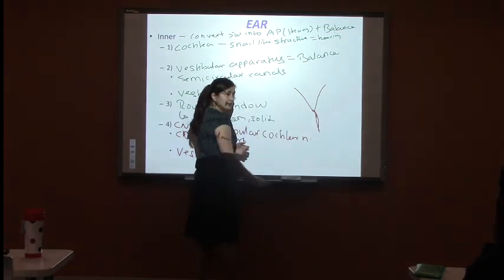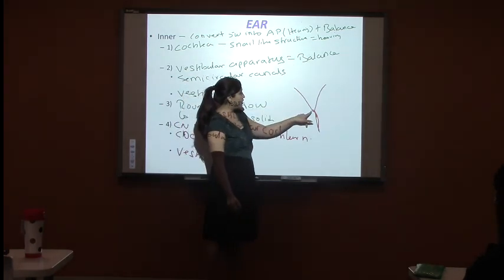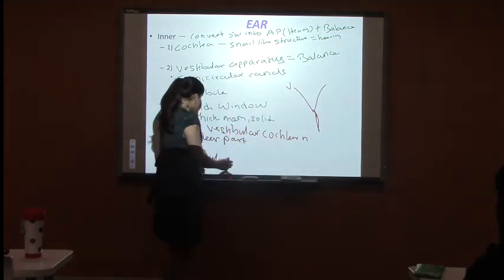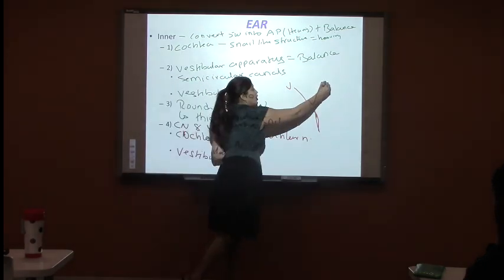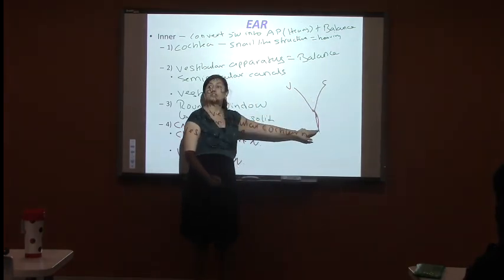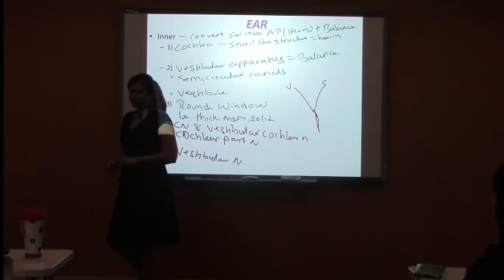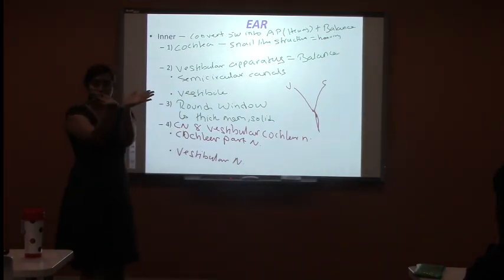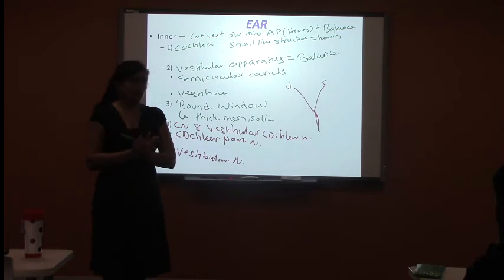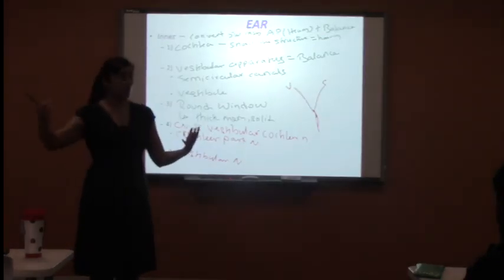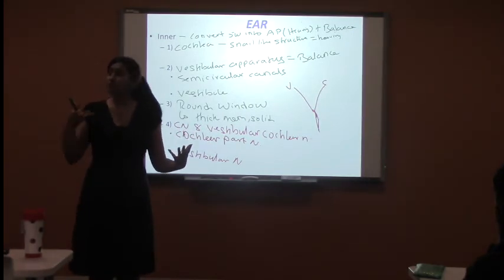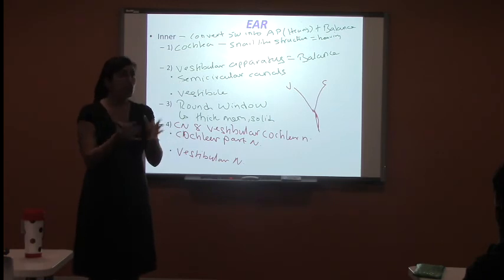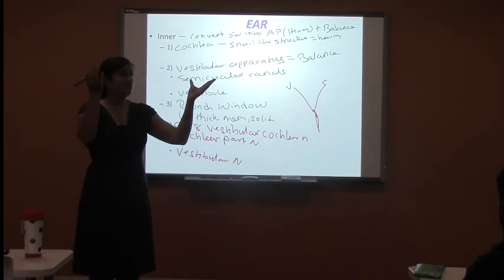Does that make sense? So the vestibular nerve and the cochlear nerve will unite, forming the vestibulocochlear nerve. There are two smaller nerves that come together, forming one big nerve. Now, the cochlear nerve is coming from the cochlea. The vestibular nerve is coming from the vestibular apparatus. So the vestibular nerve deals with balance, the cochlear nerve deals with hearing, and the vestibulocochlear nerve deals with balance and hearing.